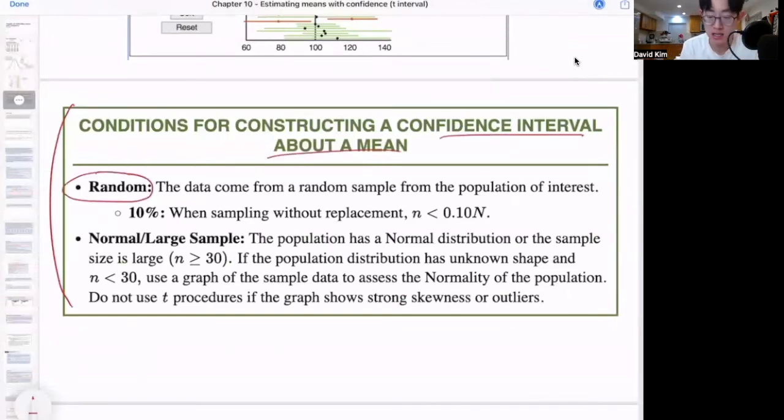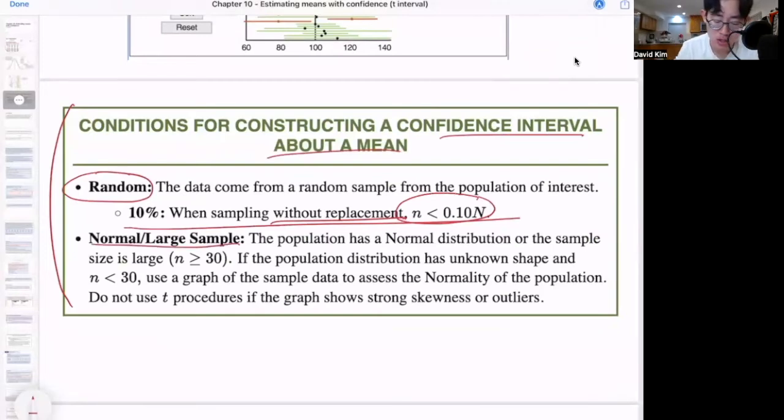We're going to check for randomness. We're going to check for independence. This is only needed if you believe there's enough evidence that it's not going to be independent. Then you can use the sample size being less than about 10% of the true population number, and that can prove your independence.